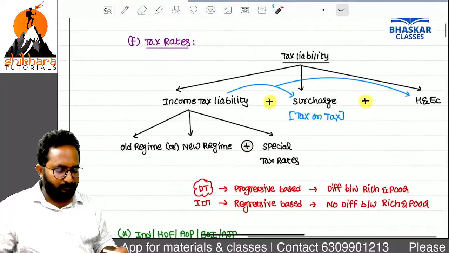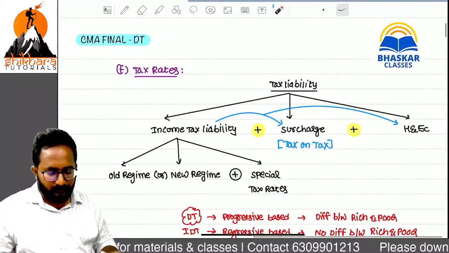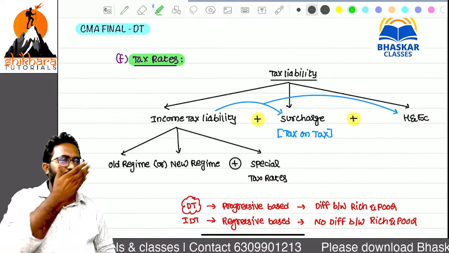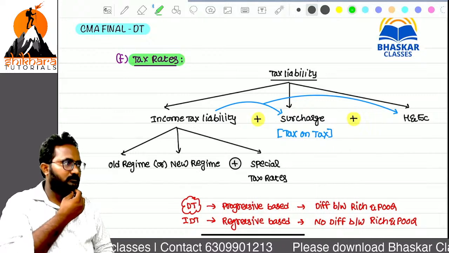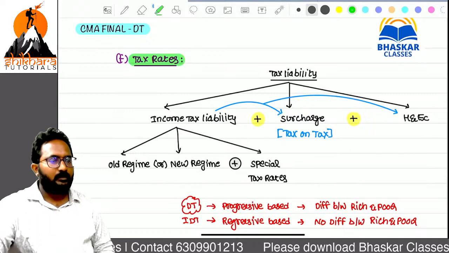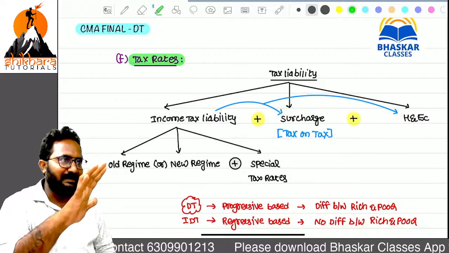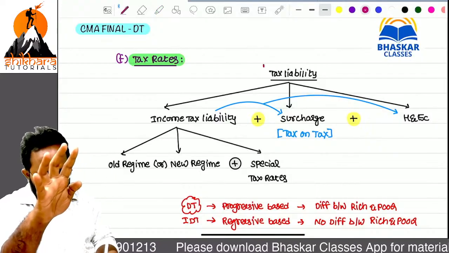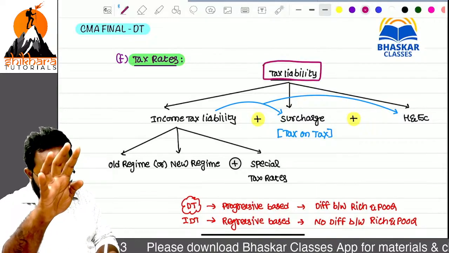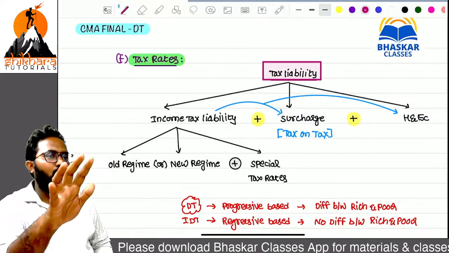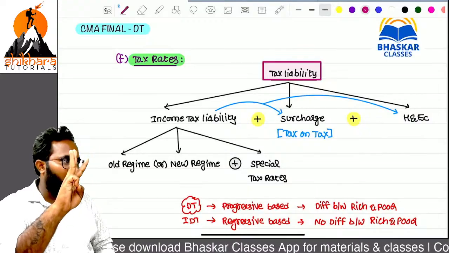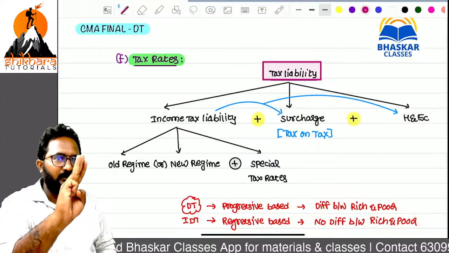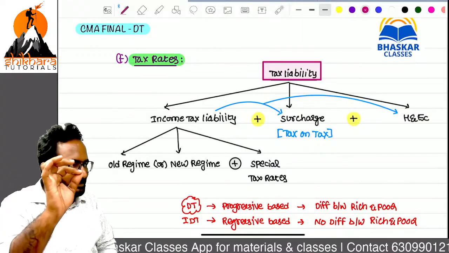Shall we start? Page number 10 you can open. Tax rates. Sir, in the Income Tax Act 1961, if you want to calculate tax liability, you have to find out three components. How many components? Three components. All together, the three components we can call the tax liability.